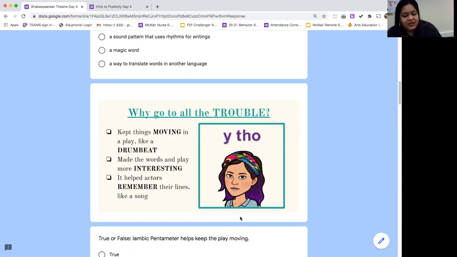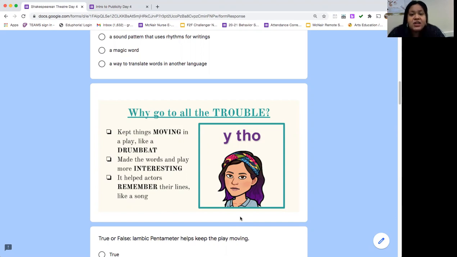Well, it made sure that there was always a rhythm to the words being said. It kept things moving in the play, similar to how a drum beat keeps time in music. When you match your words to a certain rhythm or pattern, it makes them more pleasing to the ear and pleasing to listen to. And so that pattern made it more interesting for the audience, even if they didn't realize why it was more interesting. And then the last reason was it helped the actors to remember their lines.